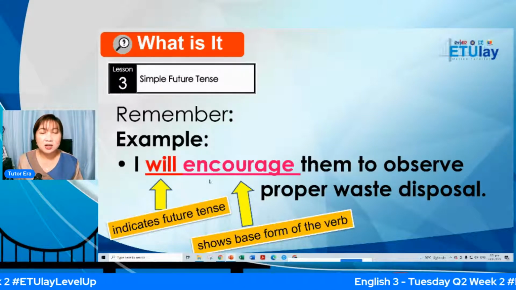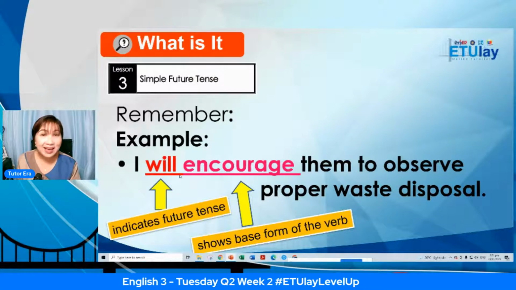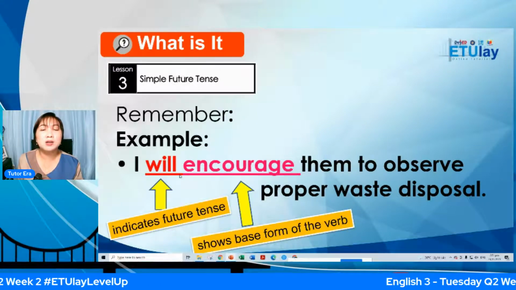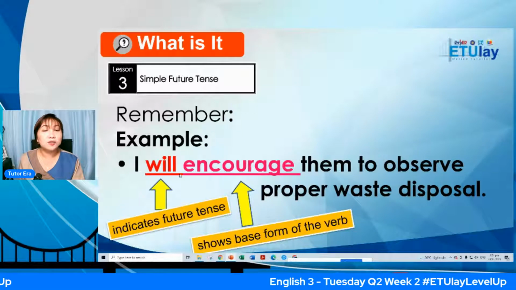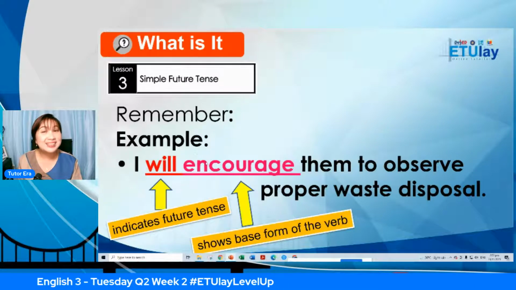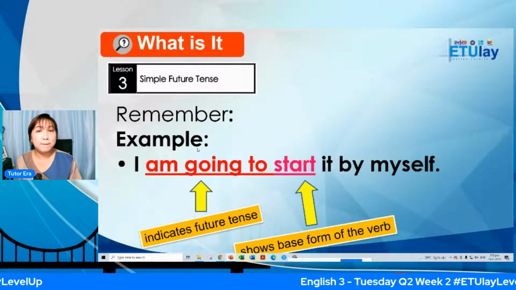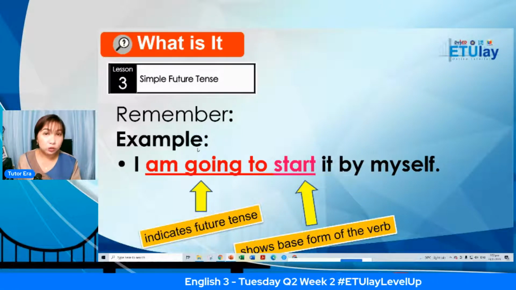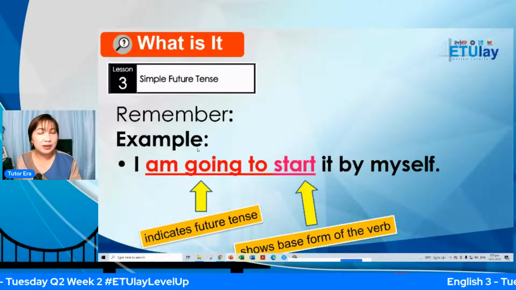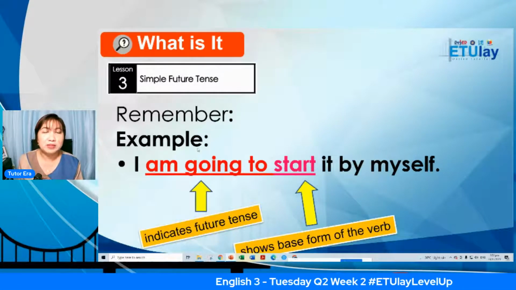What have you noticed? Will is used plus the base form of the verb encourage. No S, no D. Just the base form of the verb to show simple future tense. Will indicates future tense and then encourage shows the base form of the verb. Let's have another example. I am going to start it by myself. So I'm going to, it also indicates future tense, and then start is the verb that shows the base form of the verb. So there are two ways, okay?